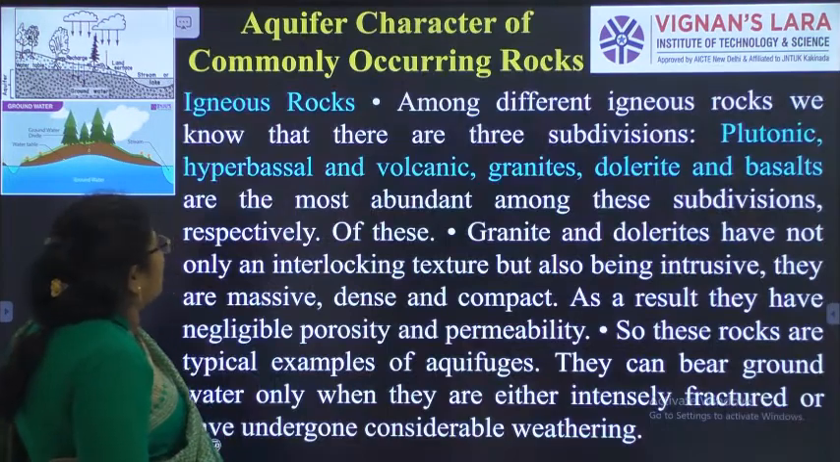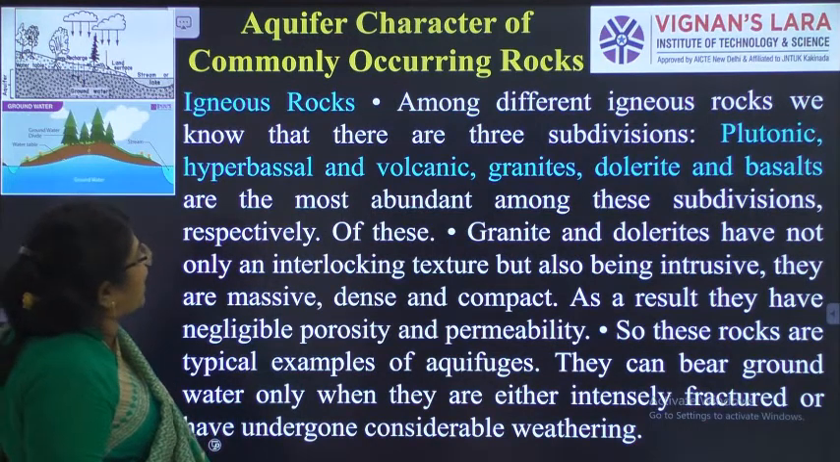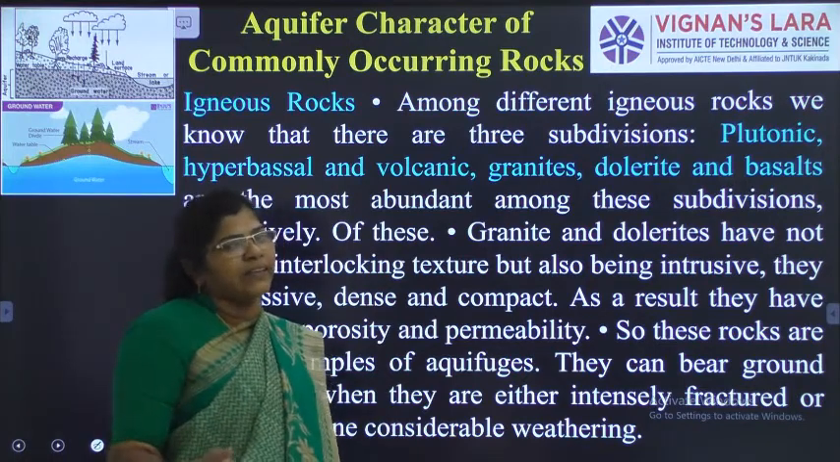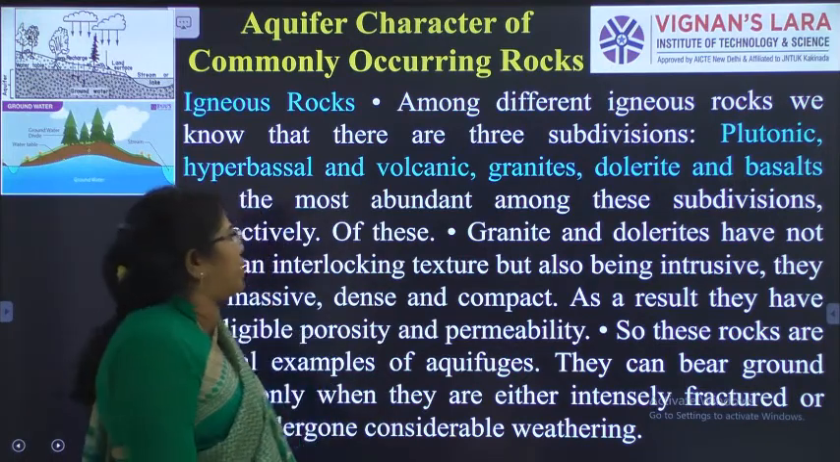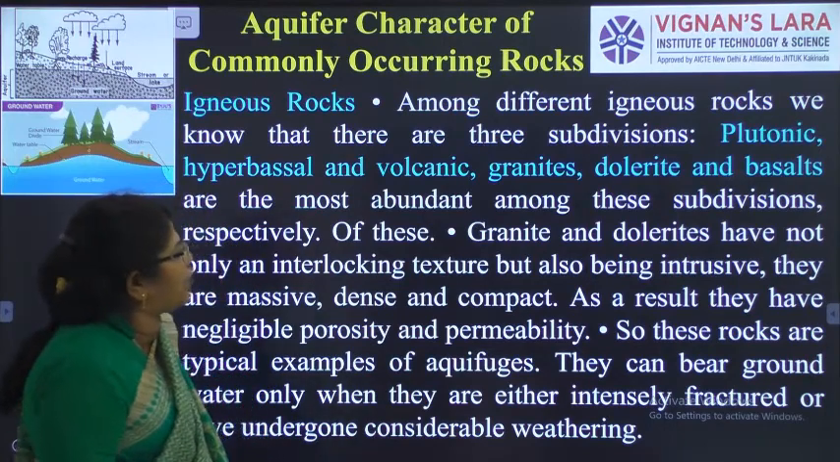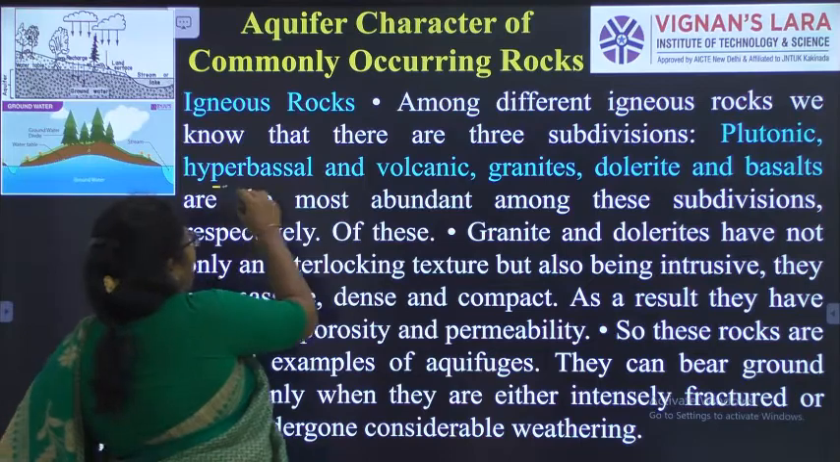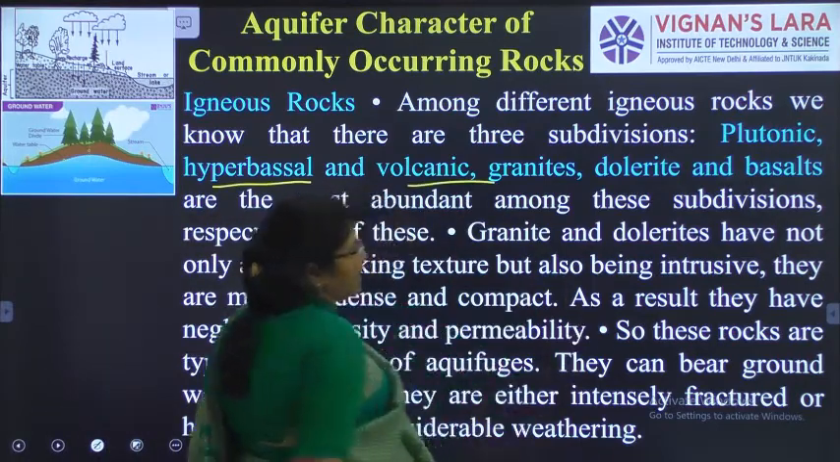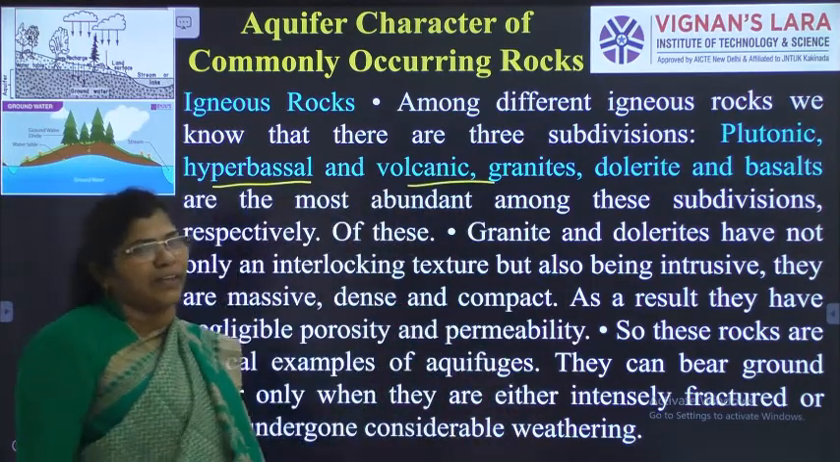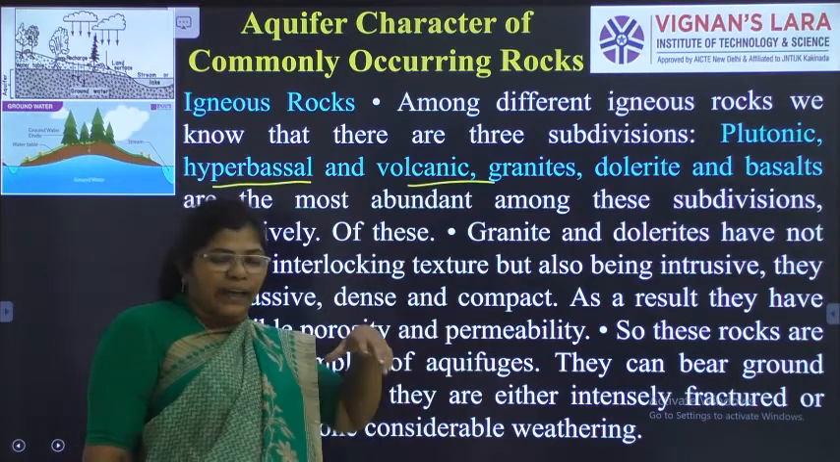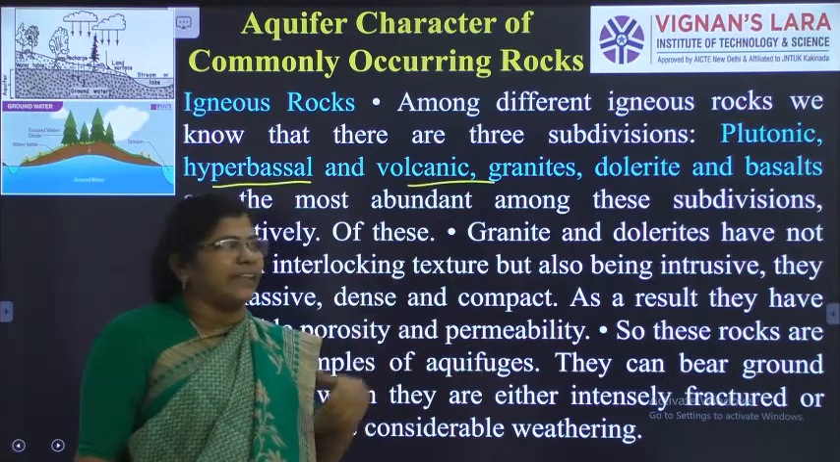Right? So now we will see about the aquifer character of commonly occurring rocks. Three rocks we will see: igneous rocks, sedimentary rocks and metamorphic rocks. Among different types of igneous rocks, we know that there are subdivisions. There are plutonic, hypabyssal and volcanic rocks, such as granite, dolerite and basalts. For example, we see that there are two types: the exterior, that is volcanic, and the interior, that is plutonic.